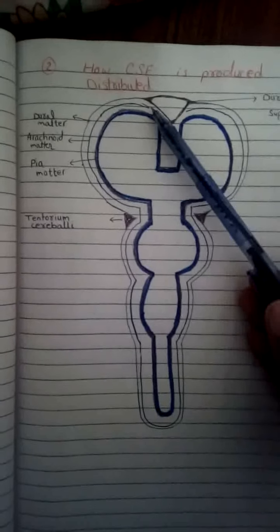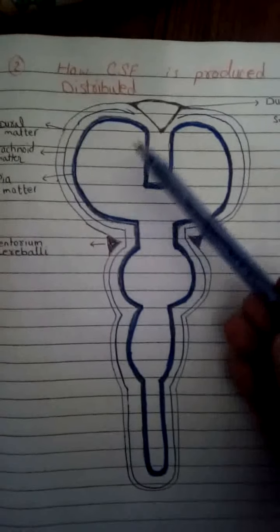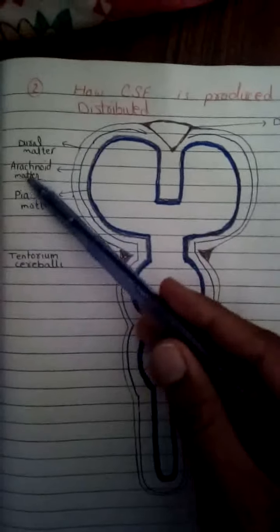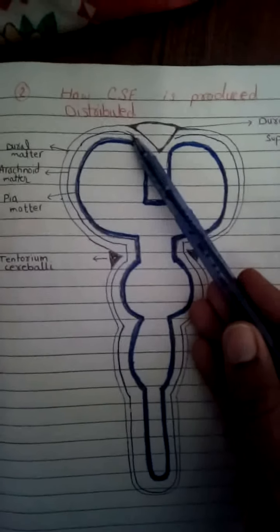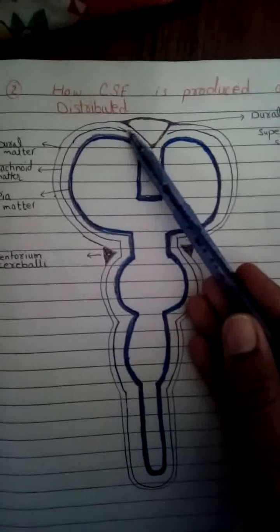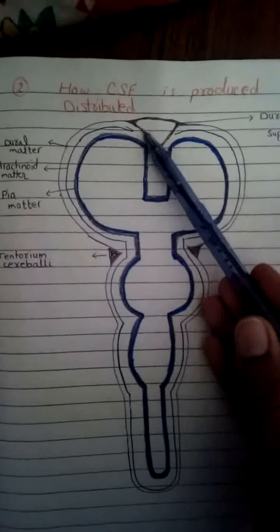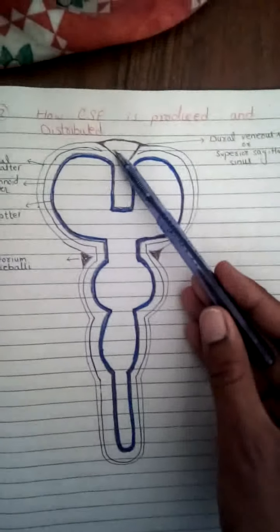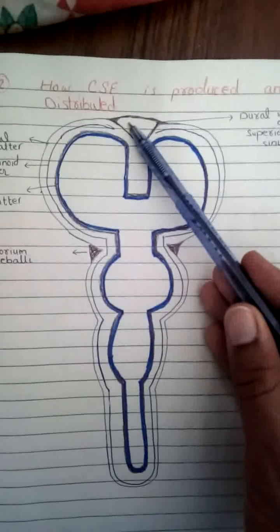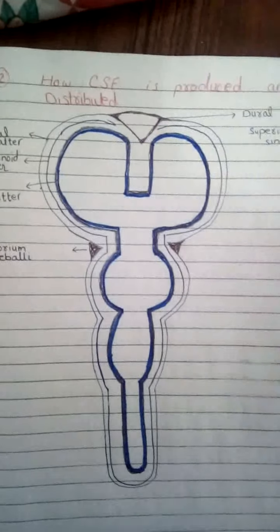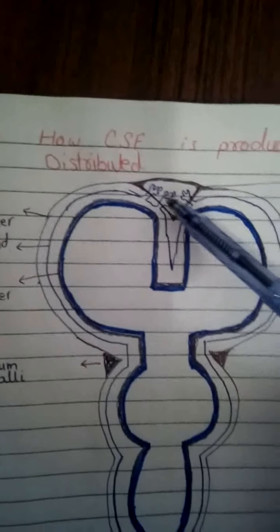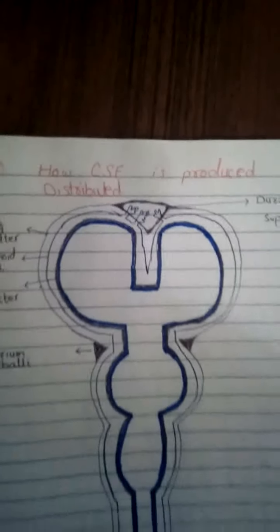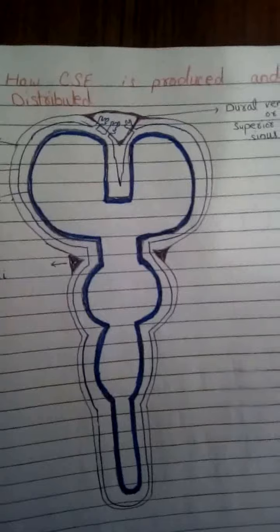The arachnoid mater passes through pores into the superior sagittal sinus and forms a finger-like projection. This is the arachnoid mater. It passes through the pores present in the walls of the superior sagittal sinus, or dural venous sinus, and after entering the superior sagittal sinus it forms finger-like projections like this. You can see in the superior sagittal sinus the arachnoid mater forms finger-like projections.